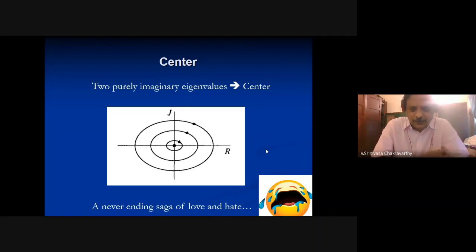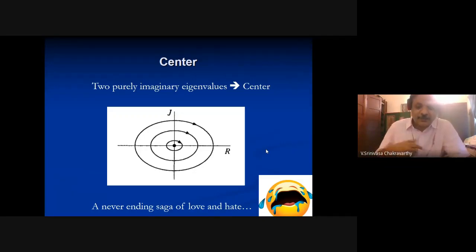Because amplitudes are likely to be different in general, so you get an ellipse. And so what that means is, when R is fully positive, J is 0, and when J is fully positive, R is 0, and so on. So they are never in sync. They are constantly out of sync. So Strogatz described this as a never-ending saga of love and hate, which is quite a sad story.